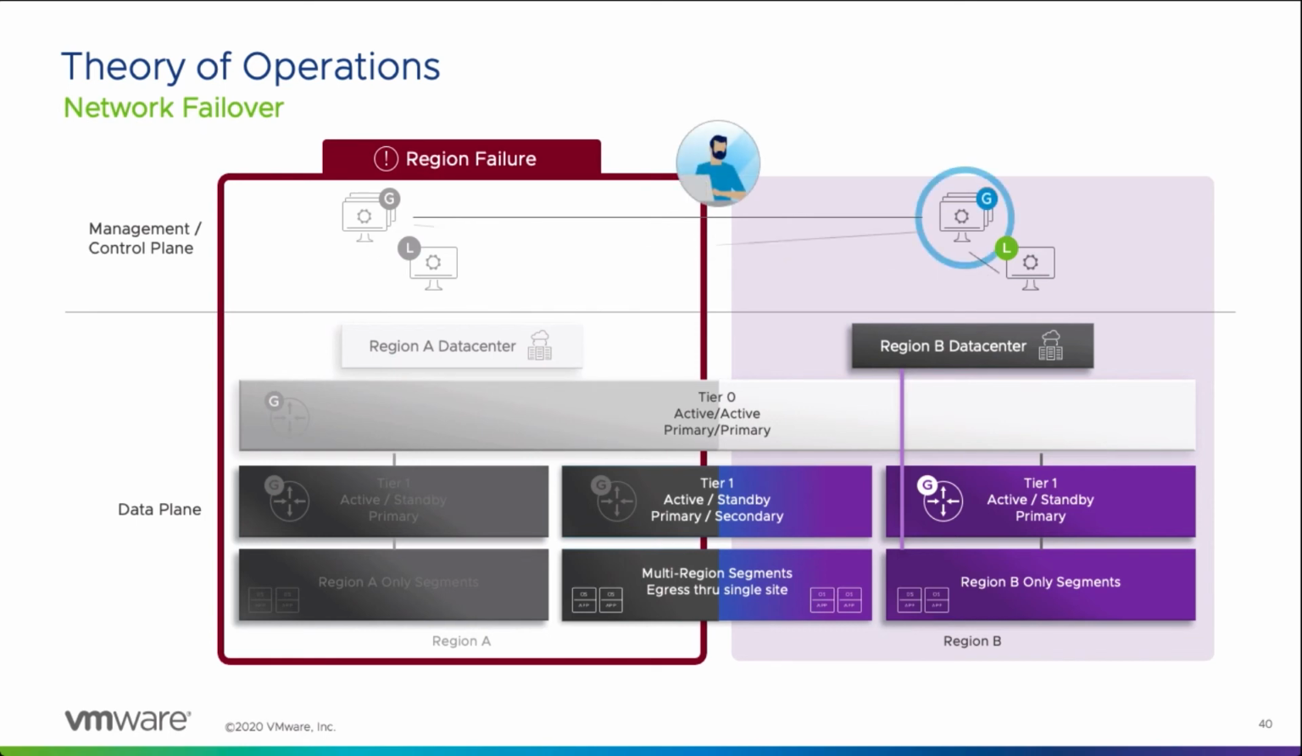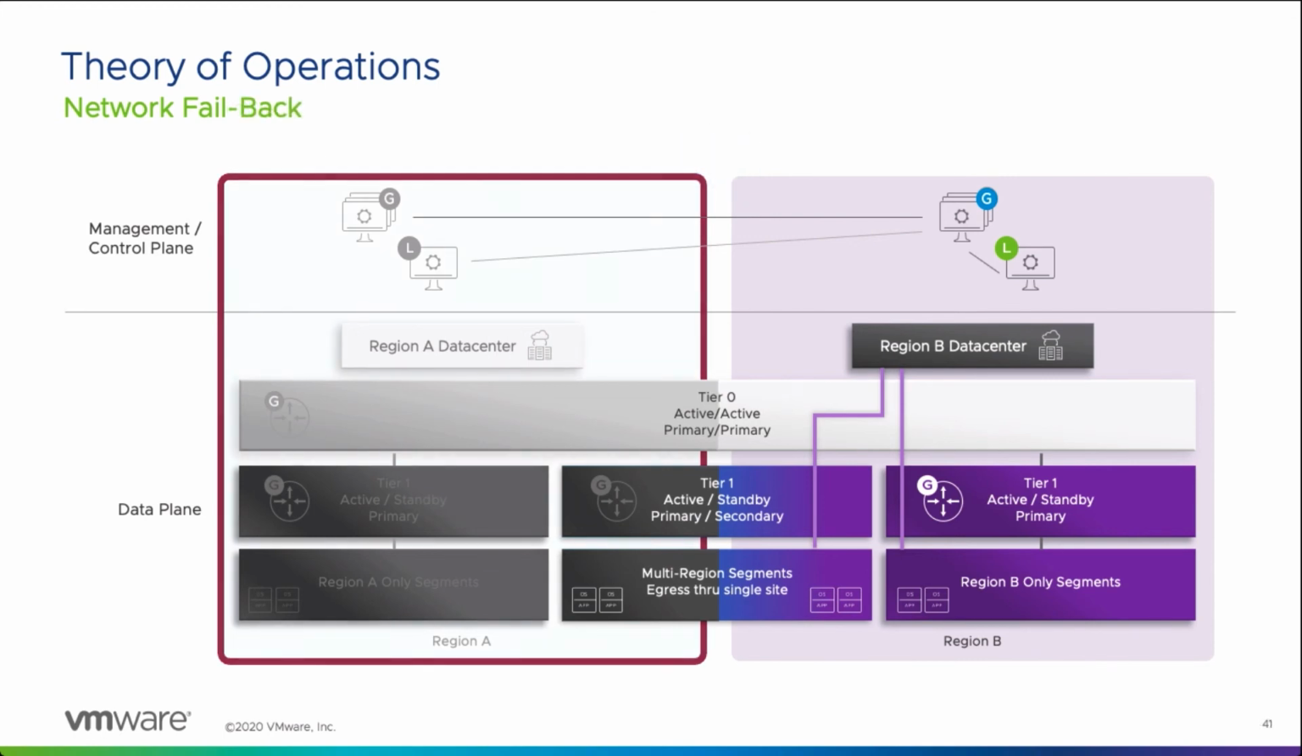Now, once the global manager has been promoted to primary, an administrator can now reconfigure the multi-region Tier 1 router to be primary for region B and to route north-south via the region B side of that Tier 0 router. Once this is accomplished, multi-region workloads residing in region B may now resume communicating north-south through the Tier 0 router.